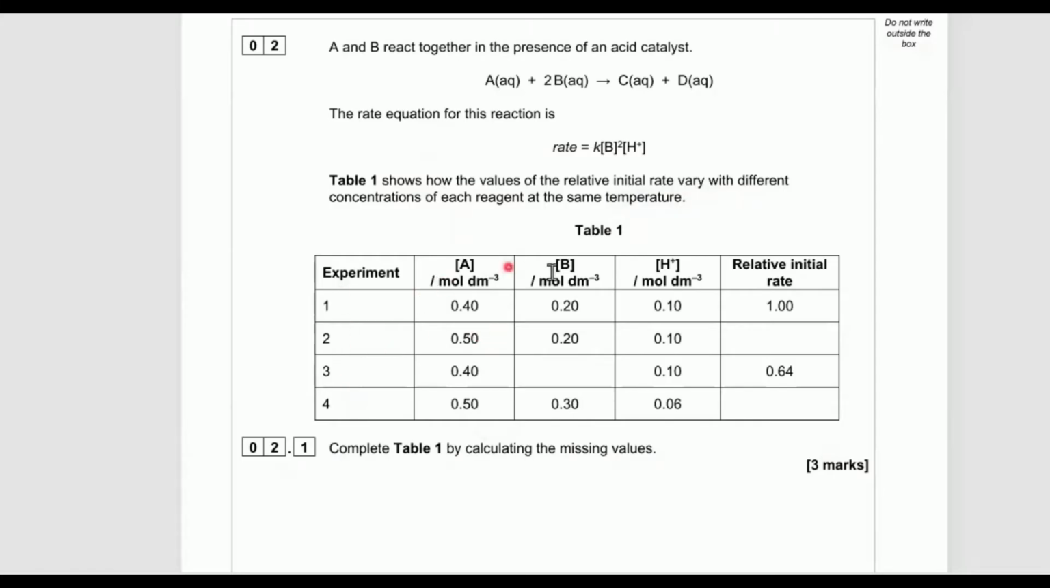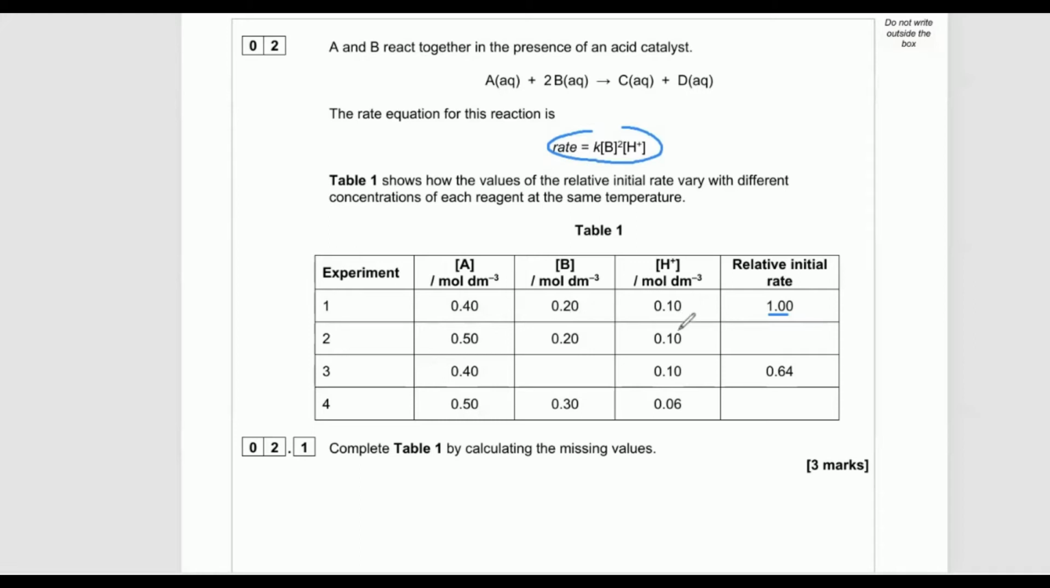So we've got experiment 1, 2, 3, 4, and along the top here we've got the different reactants. So we've got A, B, and hydrogen ions. We've also got the relative initial rate at the end. Okay, and we can see there's some gaps there. So our first thing to fill out is in experiment 2. You can see we need to fill out the relative initial rate. So what do we need to do? Well, we need to look at the rate equation and see what has changed. So the relative initial rate was 1.